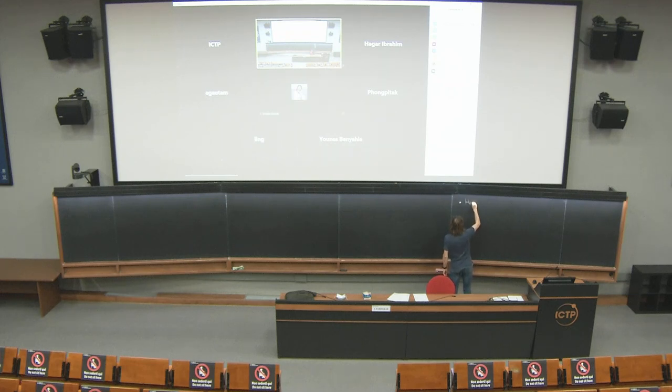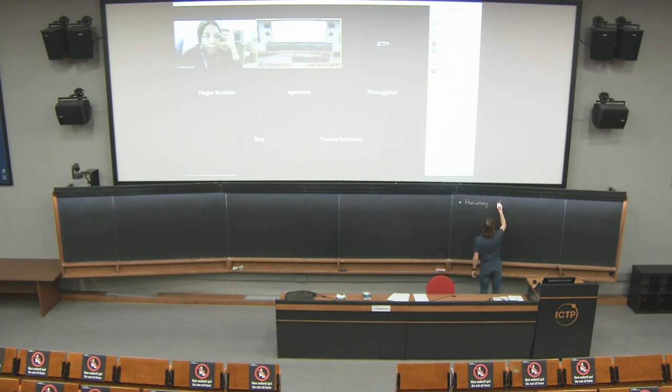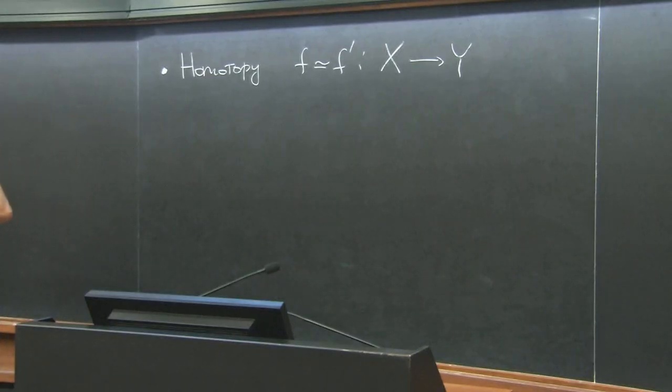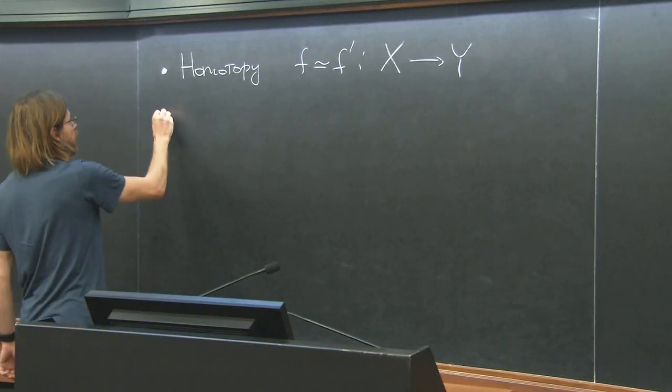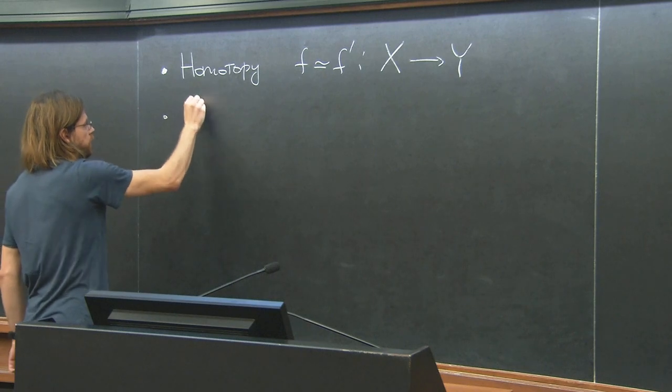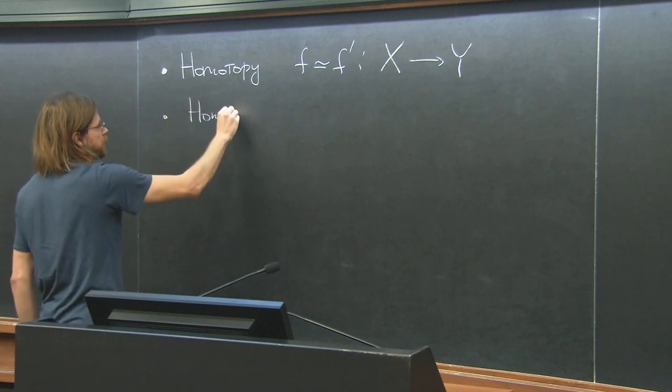Introduce the notion of homotopy. So this was a certain equivalence relation between maps from a fixed pair of topological spaces, X and Y. And then we also introduced the notion of homotopy equivalence.